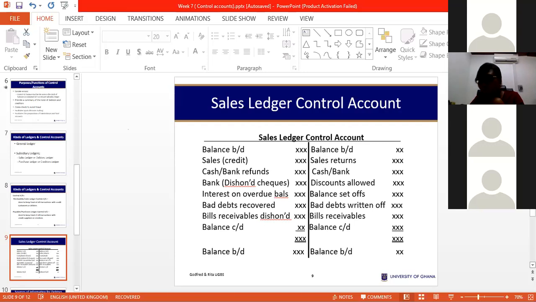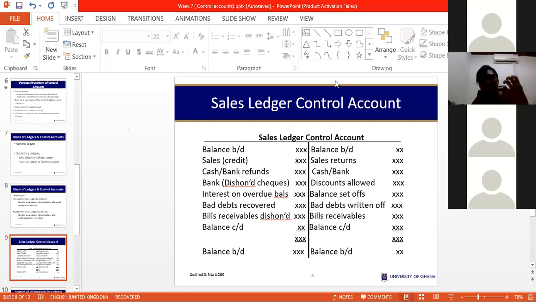Next, sold goods to Freeman worth 350. Where would we enter it? We will debit Freeman, then we will credit sales. Okay, so debit Freeman and you credit sales.